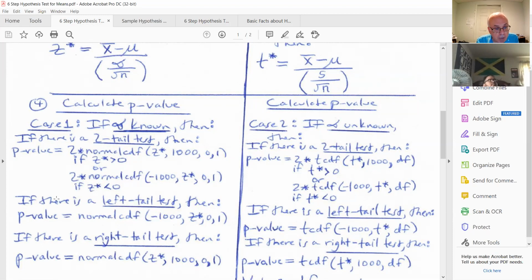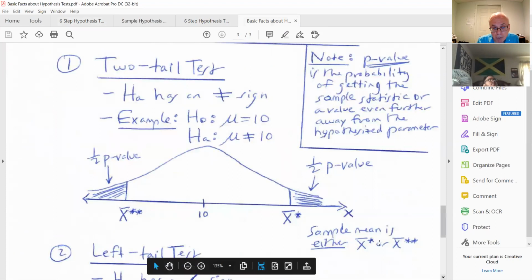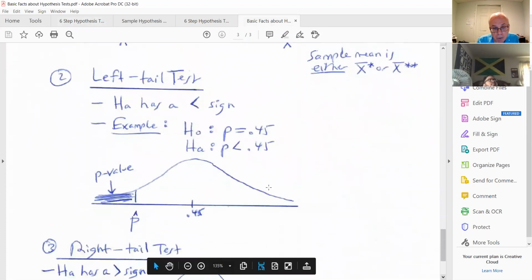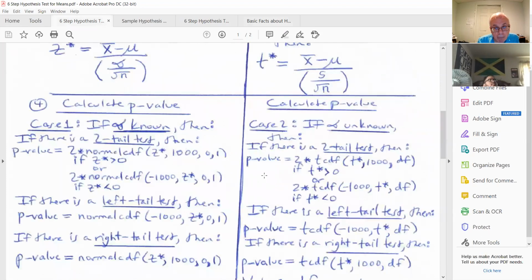All right, if it's a left tail test, let's go back to the basic facts again. A left tail test means that the alternative hypothesis is less than. That means we have area to the left that we're trying to find for a p-value. So if there is a left tail test, then we use normal CDF, and we're going to use the left tail. Now, in this case, the whole area that you find is the p-value. You don't multiply this by 2. It is just one area. That's the p-value.